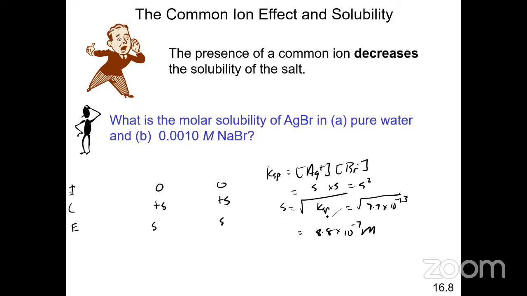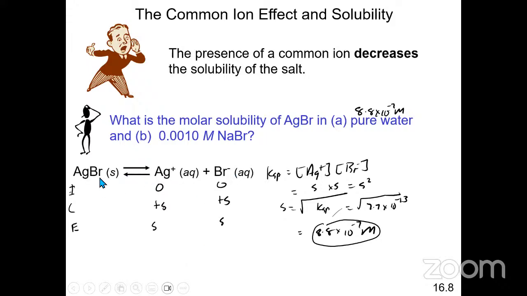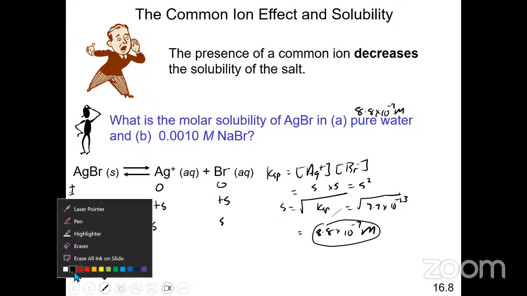So what I'm going to do, because I'm going to need a space, I'm going to write down this answer here, which is the answer for A, right? Because what we're going to do is make a comparison between the solubility of silver bromide in pure water and the solubility of silver bromide in 0.0010 M sodium bromide. Okay, now, as we said before, this is the equilibrium for the dissociation of silver bromide.